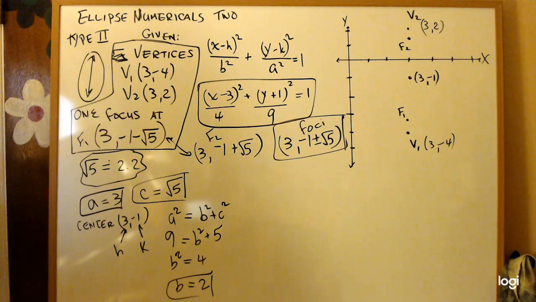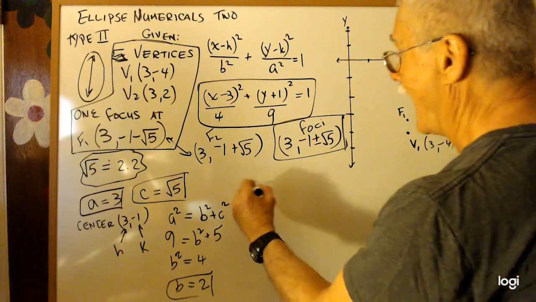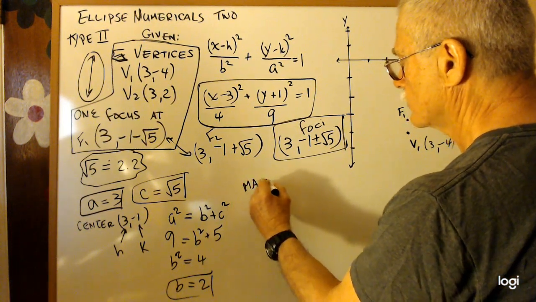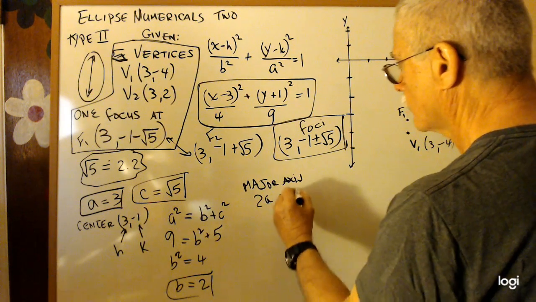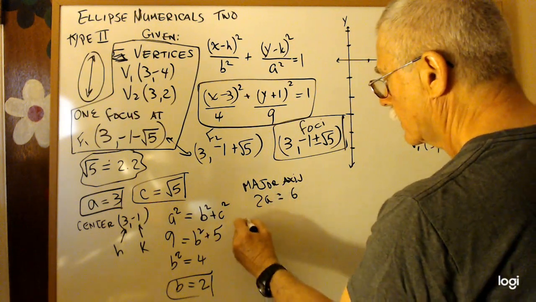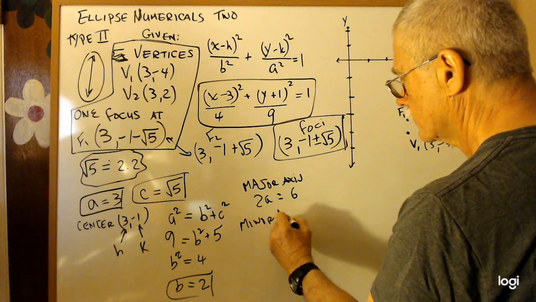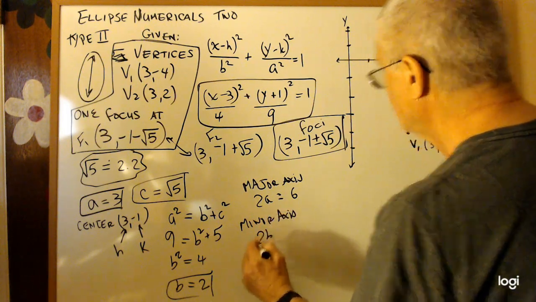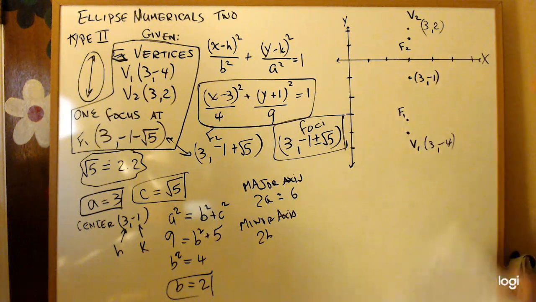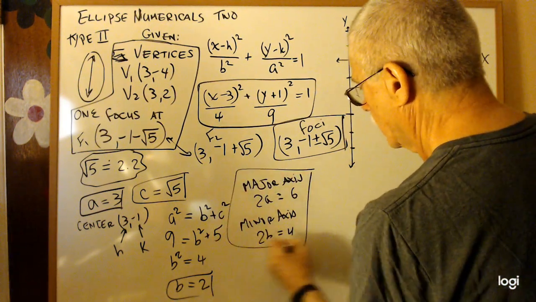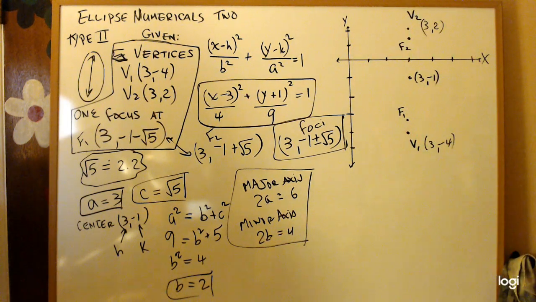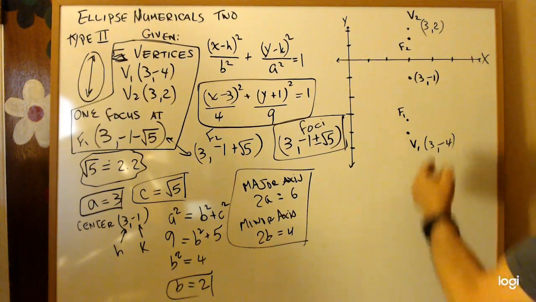Okay? And now the next thing that we need to do, well, let's see if they ask us about the axes. All right, so the major axis has length 2a, and since we know a is 3, that has a length of 6. And the minor axis has a length of 2b, so that's going to be the width, right? So b is 2, 2b is 4, so that's another thing that might be asked. And if they asked us what are the coordinates of the endpoints of the minor axis, well, that's kind of easy, right?